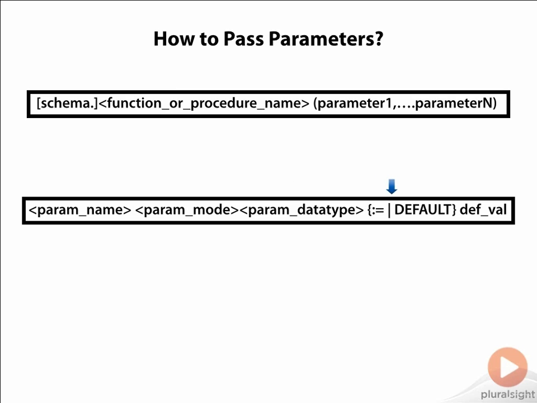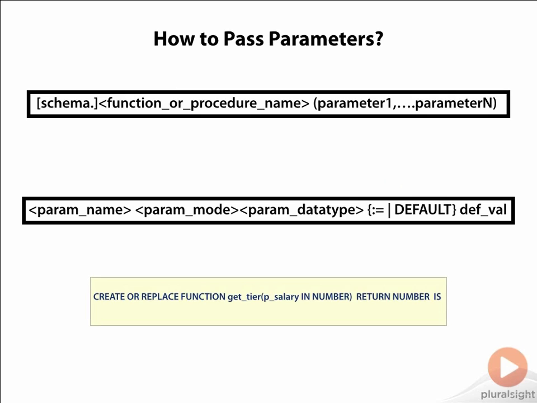You can also provide default values for parameters using the colon equal to sign or the default keyword followed by the default value. For example, here is the start section of the definition of a function getTier. It starts with create or replace function getTier. Then we open the parenthesis to define an input parameter pSalary in the in mode of type number. I generally like to prefix my parameter names with a p prefix. That helps me with immediately identifying them in my code later on, that they are input parameters versus locally defined variables.